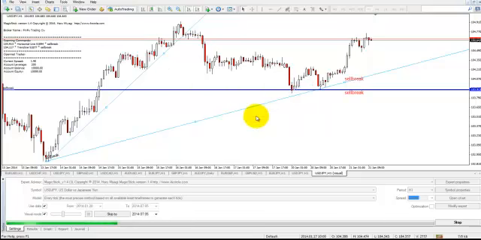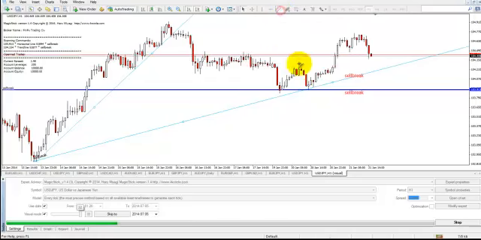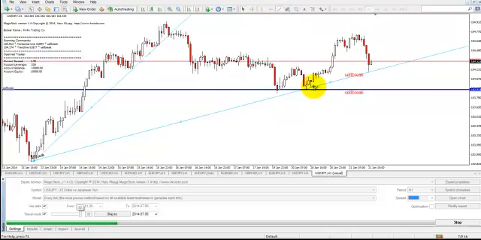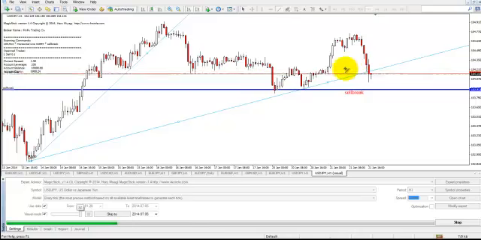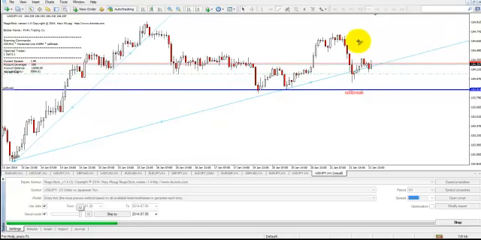Typically what I'll do is take one position just to test the waters. If the market goes in my favor, then I'll get more involved. If it doesn't, then I might be looking for another setup. I'll just walk you through. When it closed beyond this price, it was above the line forever.